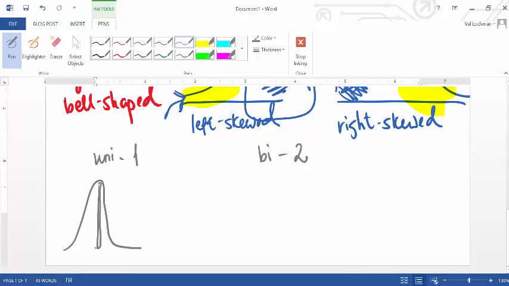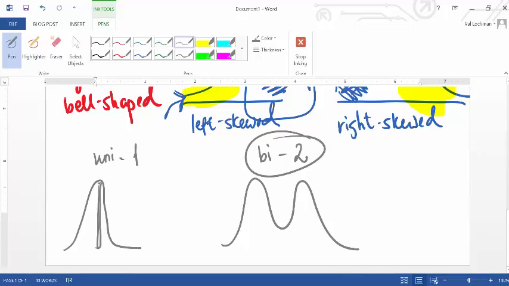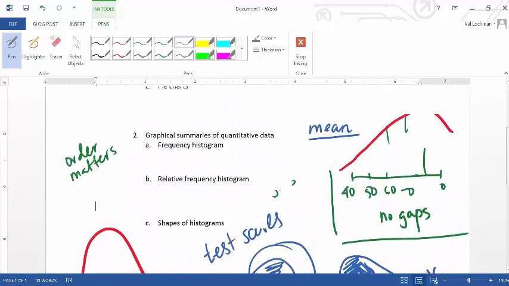And then bi, that's 2, so you can have a distribution that looks something like this. These don't necessarily have to be exactly the same, as long as you can see that there are clearly well-defined 2 peaks. So there's 1, 2, and they're separated by this dip right here. Then you say this is bimodal. This is unimodal, bimodal. Again, I'm going to give you a picture and let you choose whichever one it is. So it's either left skewed, right skewed, or bell-shaped, or it's unimodal or bimodal. That's it. That's your entire section.